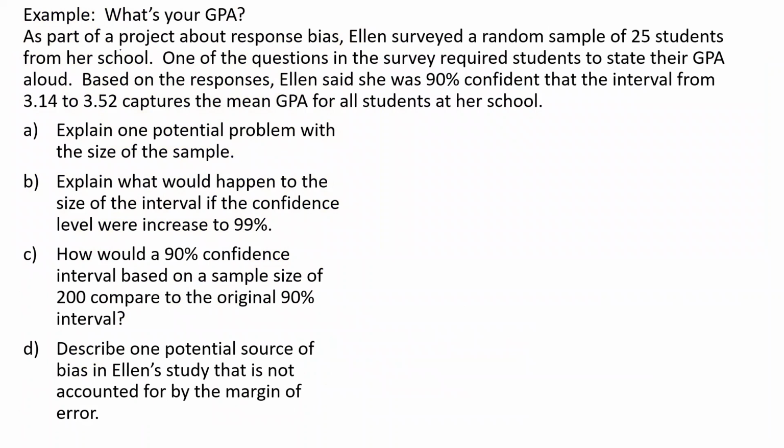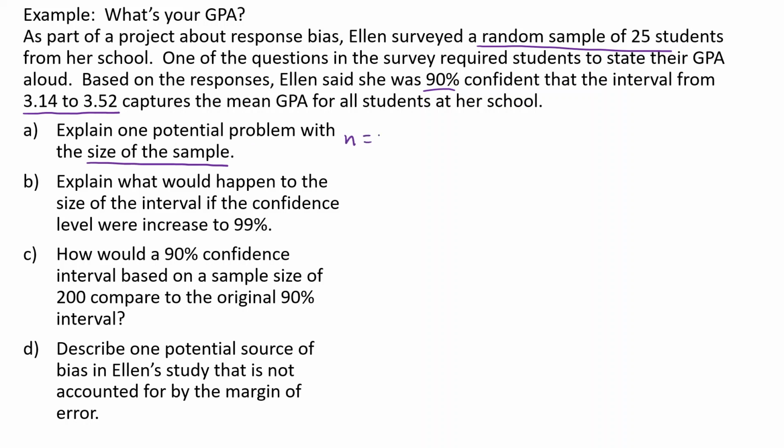All right, hopefully we can get through this one. So explain one potential problem with the size of the sample. So let's see, part of our project about response bias, Ellen surveyed a random sample of 25 students from her school. One of the questions in the survey required students to state their GPA aloud. Based on the responses, Ellen said she was 90% confident that the interval from 3.14 to 3.52 captures the mean GPA of all students in her school. So what's one potential problem with the size of the sample?